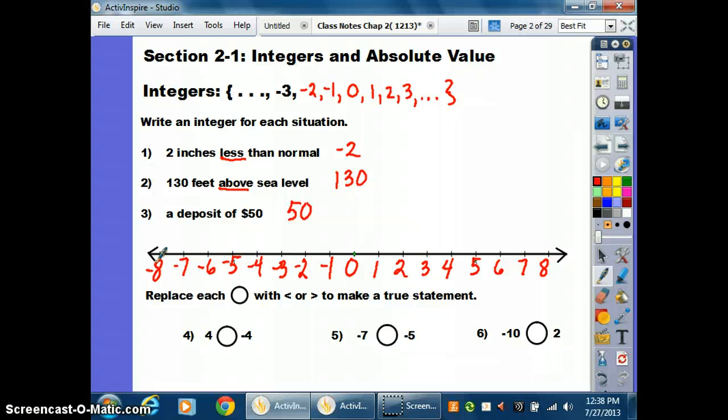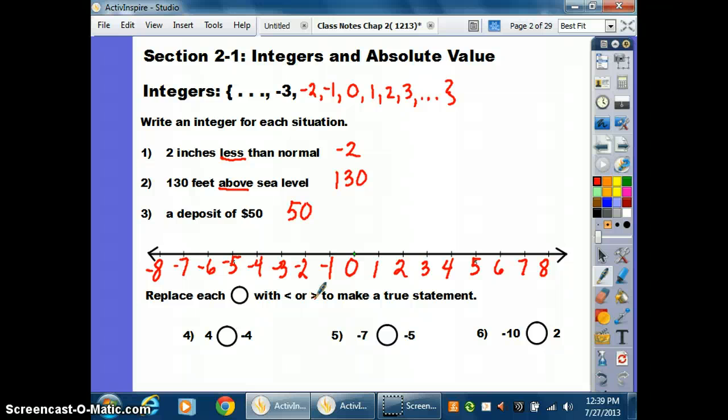We're now going to take these positive and negative numbers, these integers, and we're going to replace the circle with a less than or a greater than symbol. Students sometimes get these mixed up. There is a quick way to remember. If you hold up your left hand, it makes with the pointer finger and the thumb a less than sign. So that's one way to remember it.